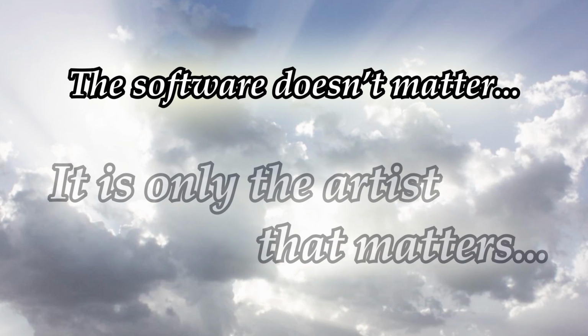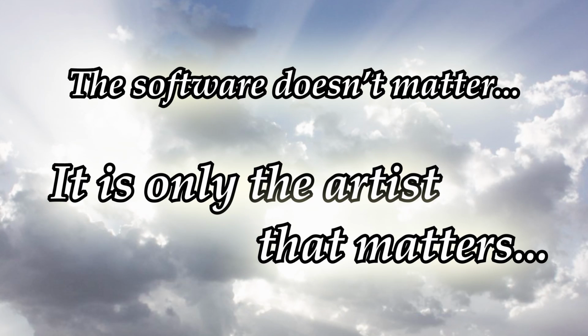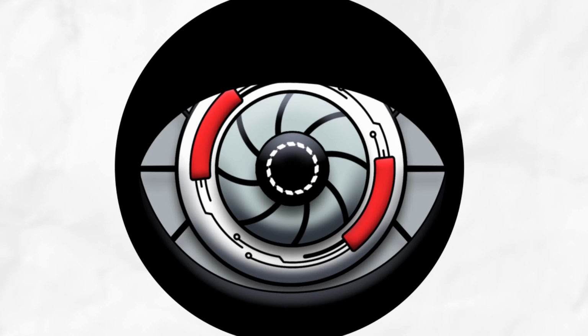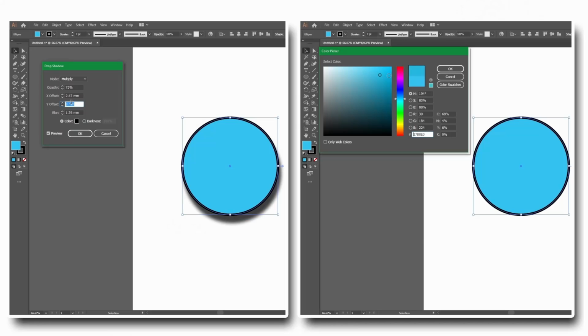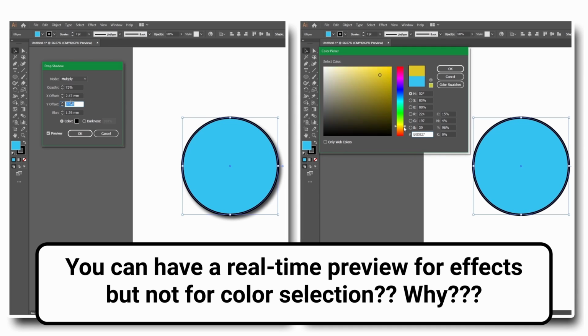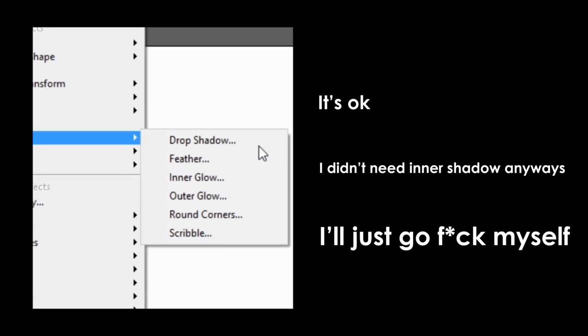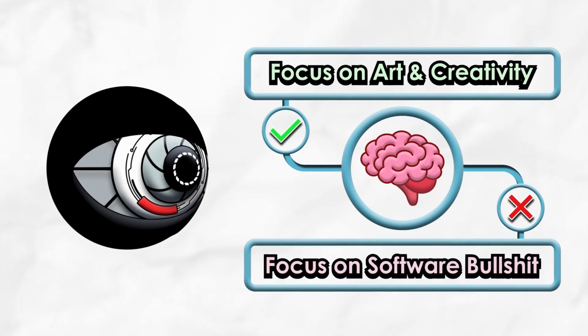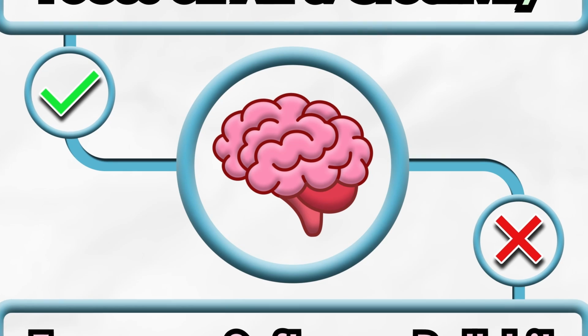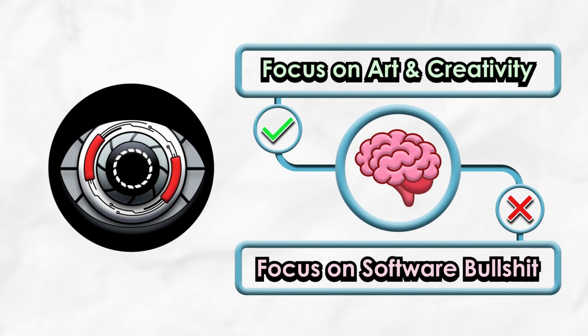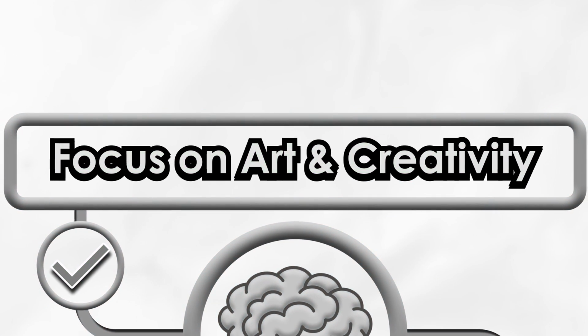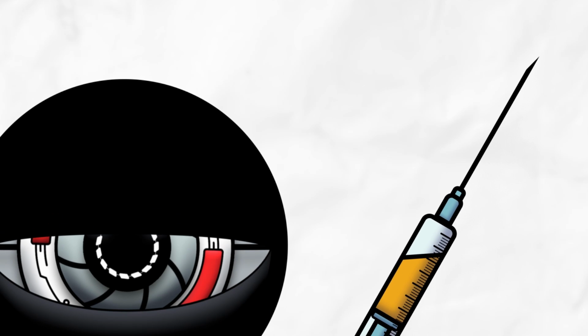You probably hear this sentence a lot. The software doesn't matter, it's only the artist that matters. That's not true. If a program is buggy, if it has inconsistent workflow, and if it does something for no other reason than to annoy you, then it'll make you dedicate a lot of brain power to deal with its problems, and as a result, stray away from the art and creativity part. And I would rather inject hot piss into my veins instead of wasting my time with that.